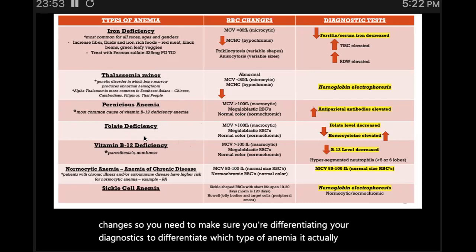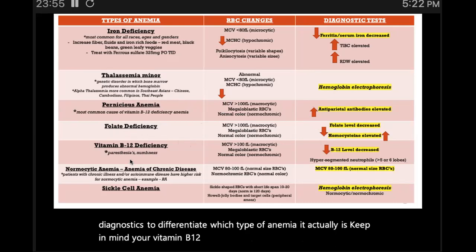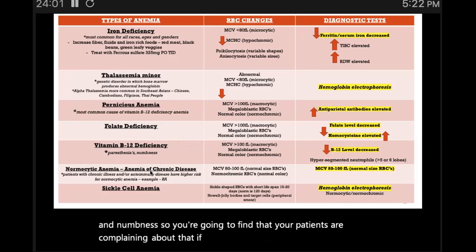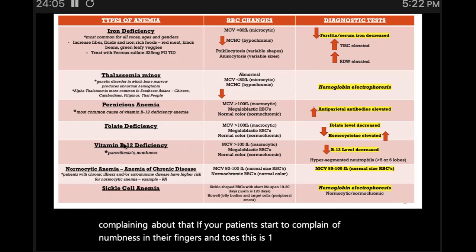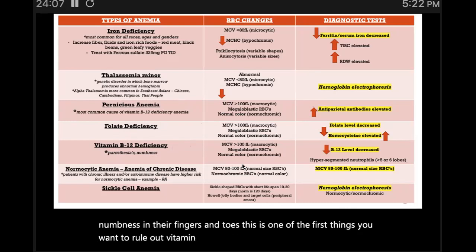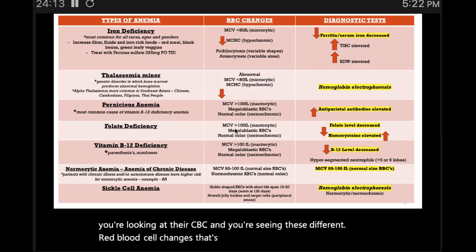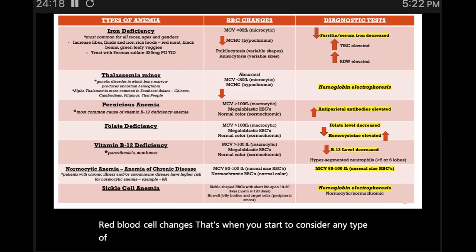Keep in mind your vitamin B12 deficiency, you're going to have paresthesias and numbness. You're going to find that your patients are complaining about that. If your patients start to complain of numbness in their fingers and toes, this is one of the first things you want to rule out, vitamin B12 deficiency. So when you're looking at their CBC and you're seeing these different red blood cell changes, that's when you start to consider any type of anemia, all right?